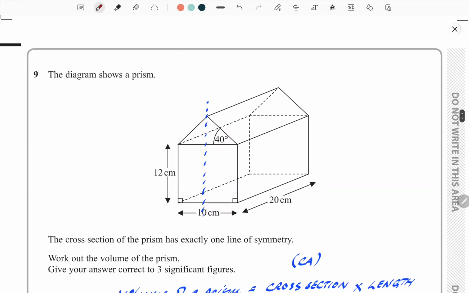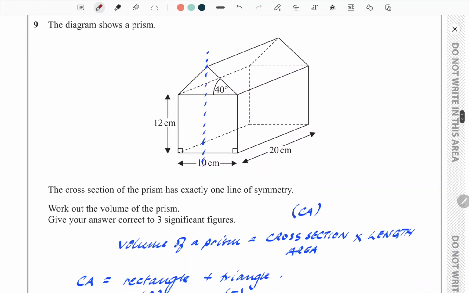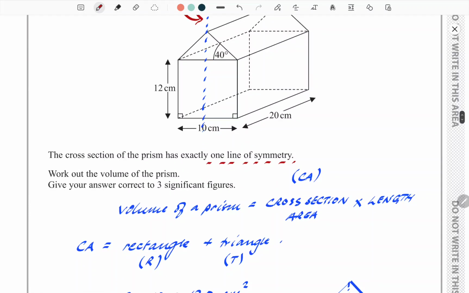Number 9, the diagram shows a prism, all right? And the statement that it has exactly one line of symmetry means that you can slice it straight down the middle, the way I've shown it there, all right? And there's a reason for that, because we need to start working out areas. So it wants the volume of the prism, and remember in this question they're specifying 3 significant figures.